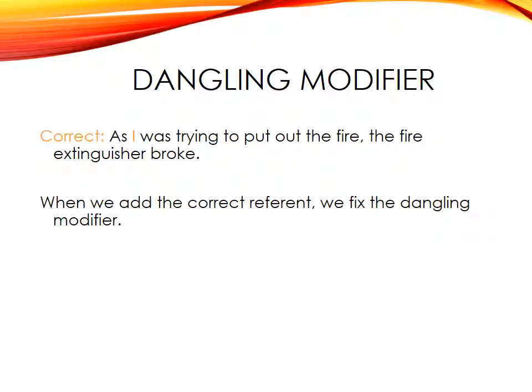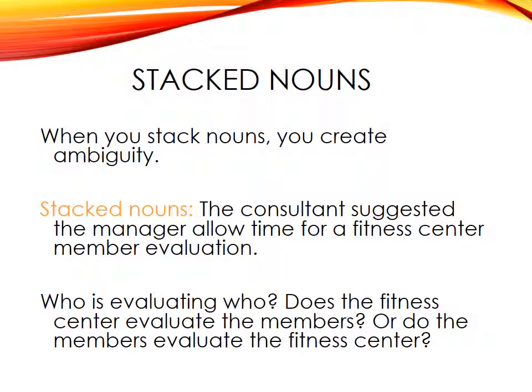So here's the correct version. As I was trying to put out the fire, the extinguisher broke. Darn. Okay? So when we add the correct referent, we fix the dangling modifier. We just need to add a word there about who really is doing the action. Okay, stacked nouns are also very confusing.